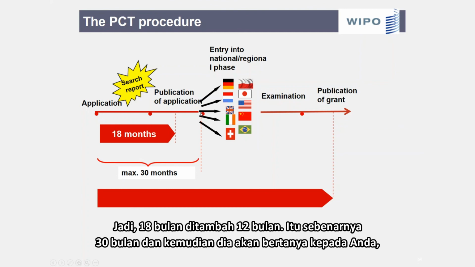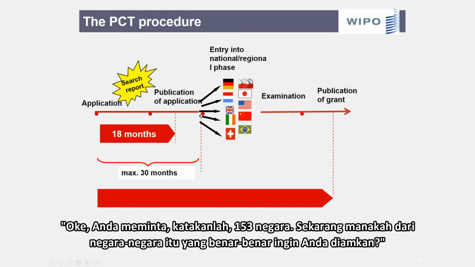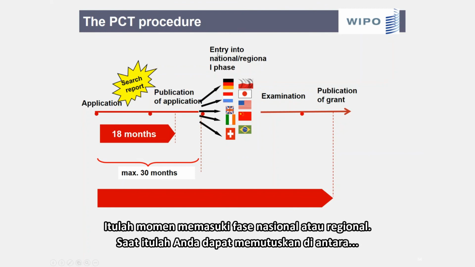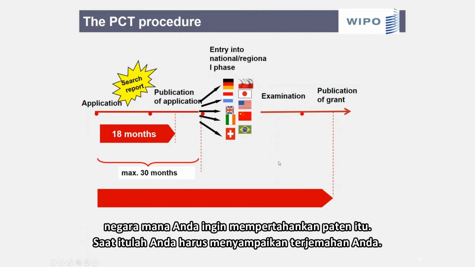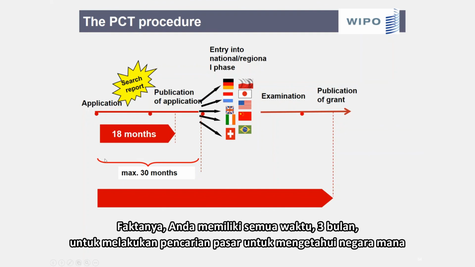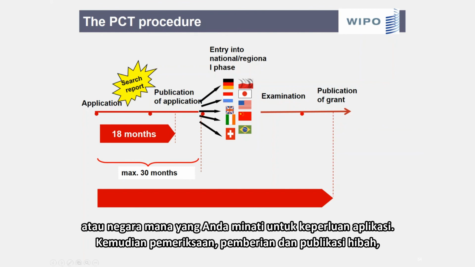And then they will ask you, okay, you asked for, let's say, 153 countries. Now, which of those countries do you really want to keep? That is the moment of entry into the national or regional phase. So that is the moment you can decide among the countries where you want to keep that patent. And that is the moment you have to deliver your translation. So in fact, you have all that time, 30 months, in order to make a market search, in order to find out which country or countries are of interest for you for the sake of application.